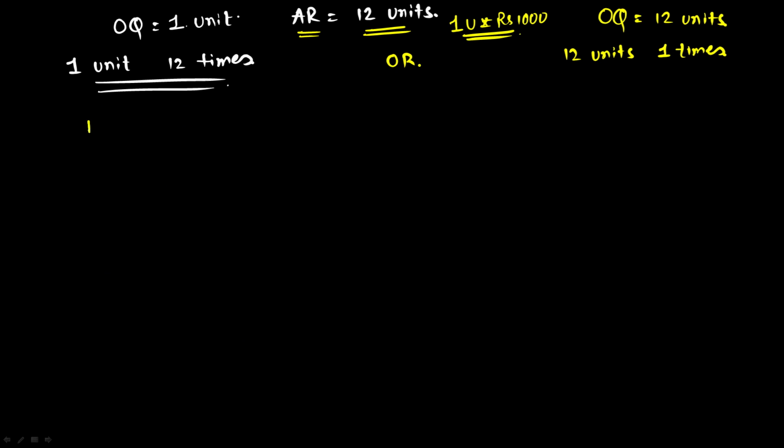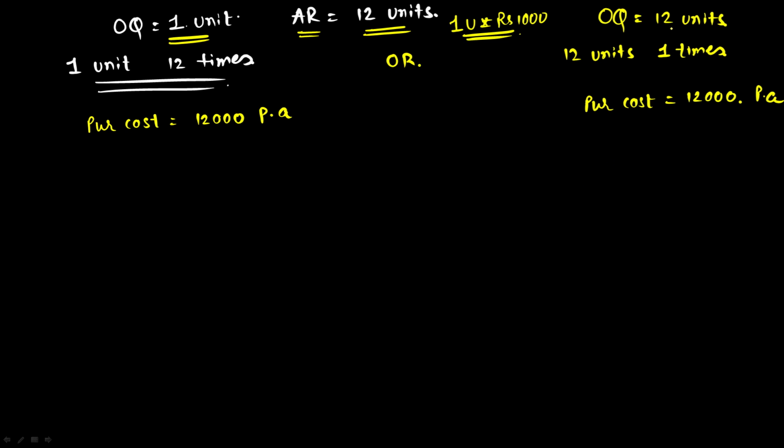Here also my purchase cost will be 12,000 per annum. I am talking about per annum. Sir, here we are purchasing only one unit. You are purchasing one unit how many times? 12 times. So ultimately you will be paying 12,000 rupees.